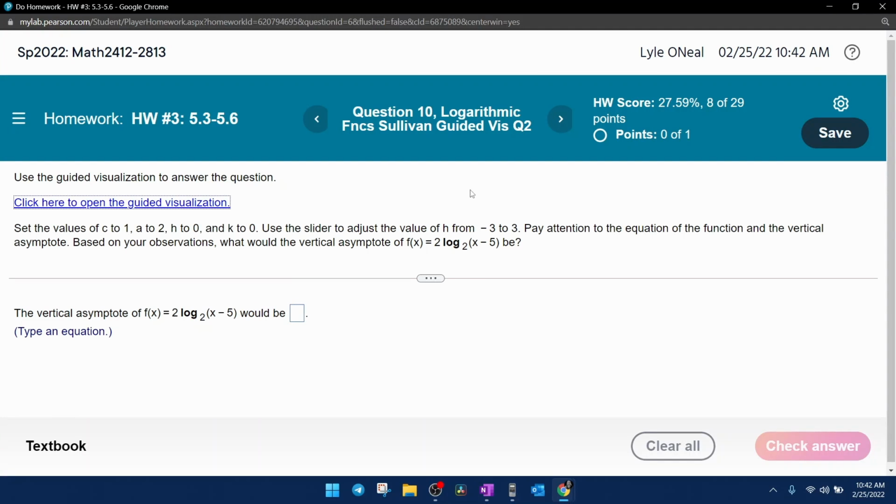Right, here we go. Question number 10 from our Precalculus homework number 3 in MyLab Math. It says use the guided visualization to answer the question. So we're going to have to click this link to open a new window.